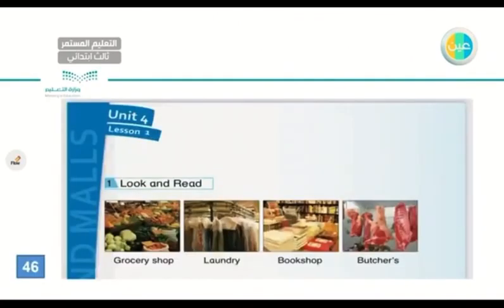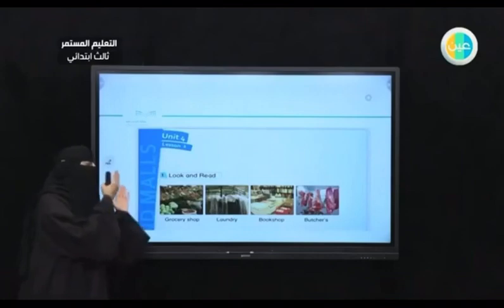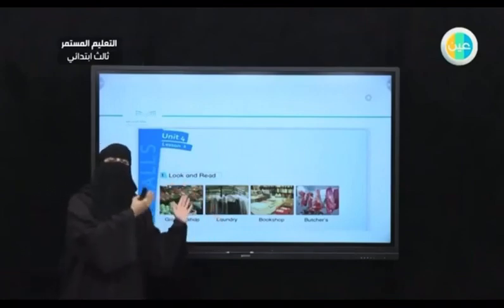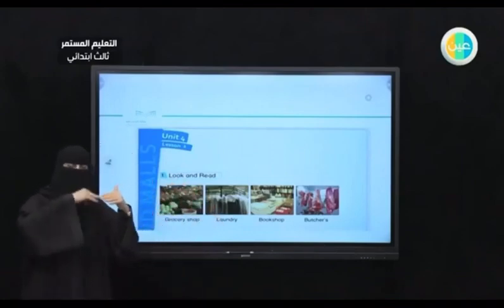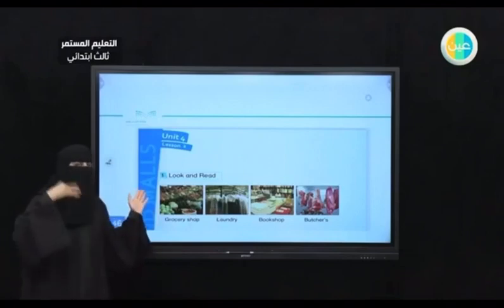This is the first part. Number one, remember, this is at page 46. Look and read. I have different shops here. Grocery shop, laundry, bookshop, butchers. Again, I have a grocery shop, laundry, bookshop, and butchers. I need you to think now, what can we get from each and every store or every shop? We will be answering this question in a minute, but I need you to think now.